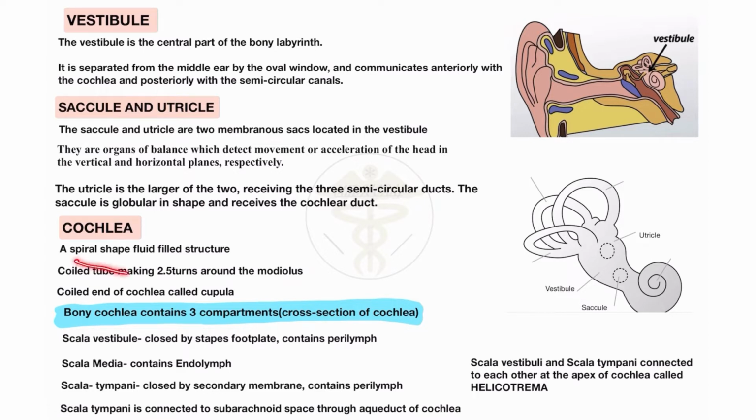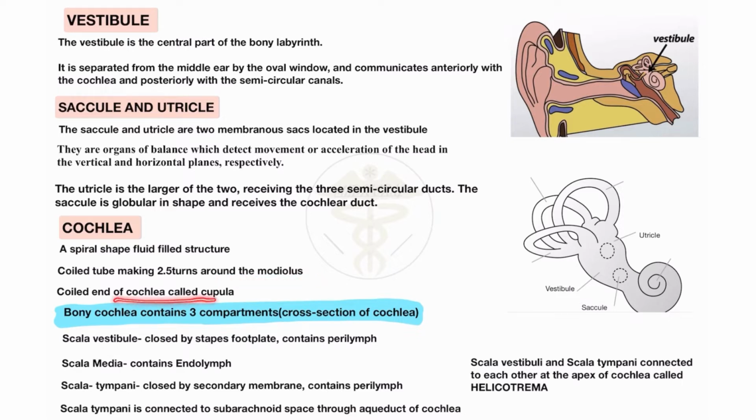First of all, the cochlea is a spiral shaped fluid filled structure. This is the cochlea, a spiral shaped fluid filled structure. It also looks like a snail, so it is also called a snail like structure. It is a coiled tube making 2.5 or 2.7 turns around the modiolus. The center of the cochlea is called the modiolus. So it turns 2.5 or 2.7 times around the modiolus.